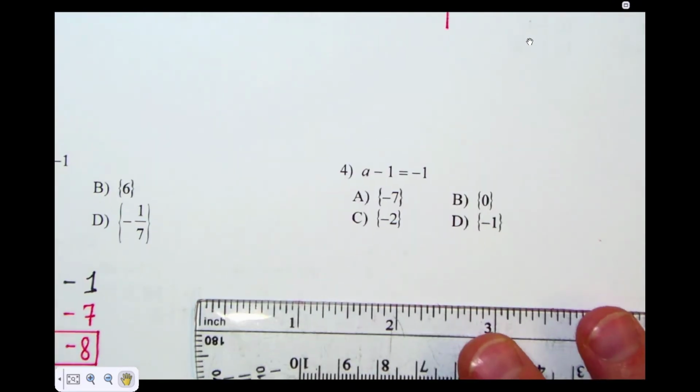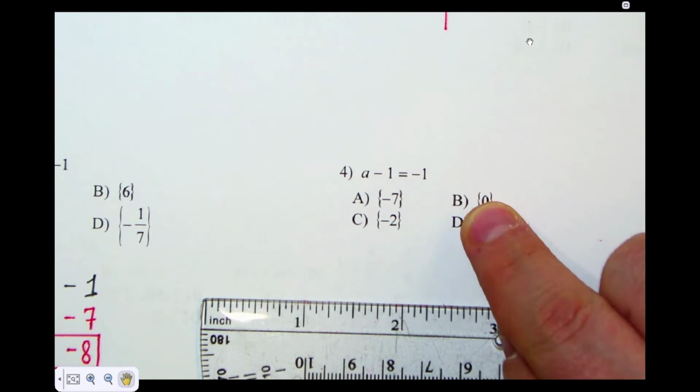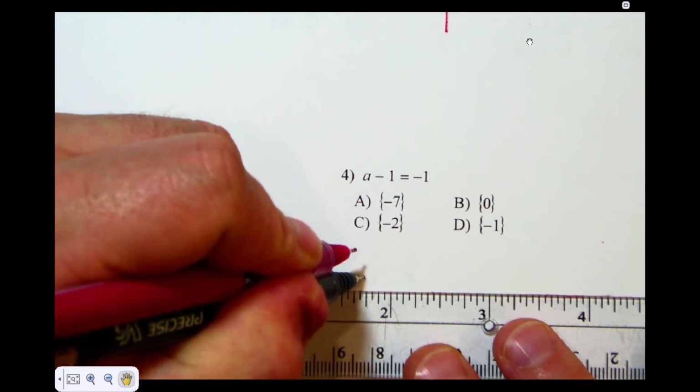Moving on to number 4. A minus 1 equals negative 1. So it's pretty easy to do in your head. You take 1 away from something, and you're at negative 1. Well, that thing had to be 0, right? So it's got to be B. But let's prove it using algebra.